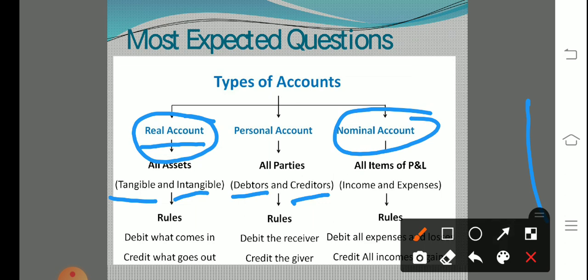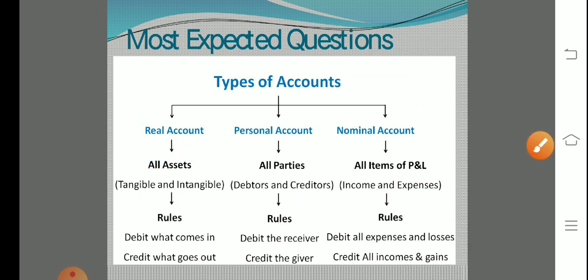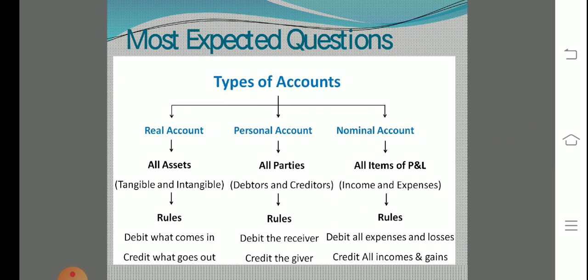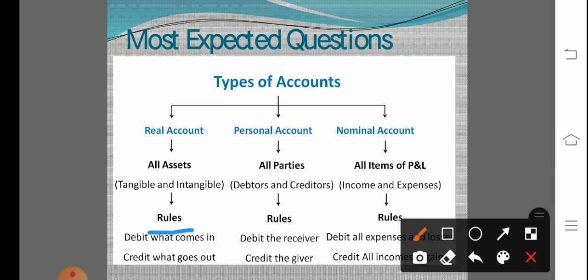here, all items of profit and loss will be coming in income and expenses. So here is one rule that we have to see. The rule for real account is this: debit what comes in. जो कोई भी हम एंट्री कर रहे हैं, what comes in, जो भी हमारे अकाउंट में आ रहा है, that will be in debit side, and whatever goes out, that will be in credit side.